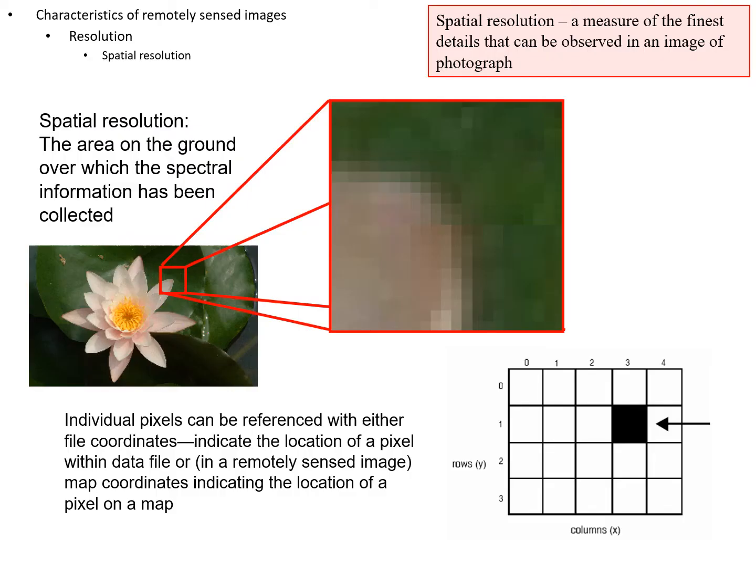So spatial resolution is the area on the ground over which spatial information has been collected. Again, as I showed you with this picture of a lotus flower, we've magnified it so we can see individual pixels. Within the image, you can reference a particular pixel using file coordinates. So you could say it's in column 3, row 1, as it is in that little figure on the lower right, or you can use map locations if the image has map information associated with it. So you could say, show me something at 105 degrees west, 45 degrees north.